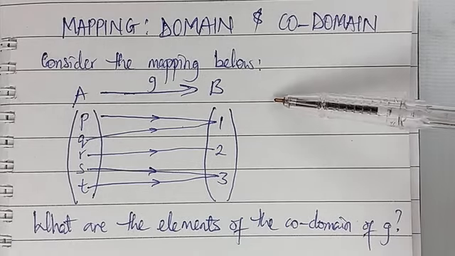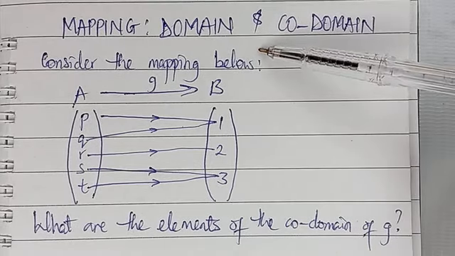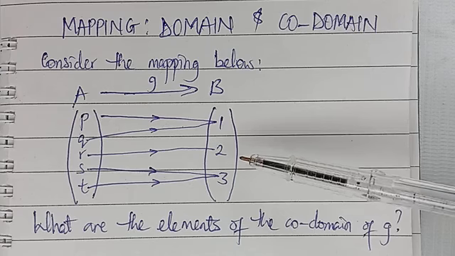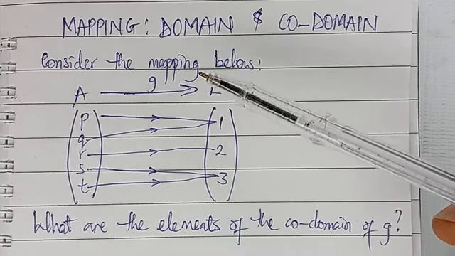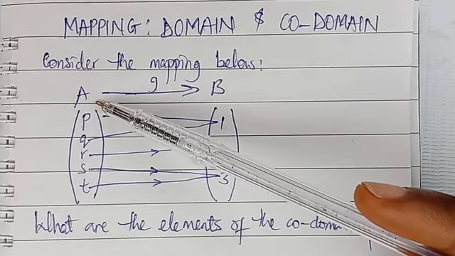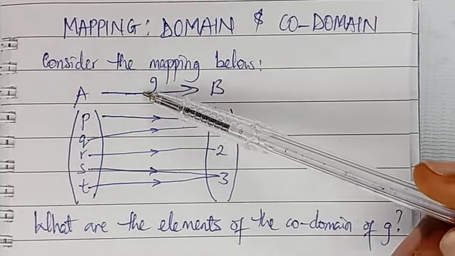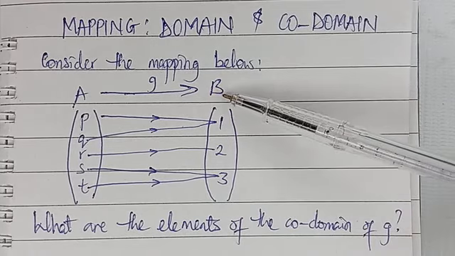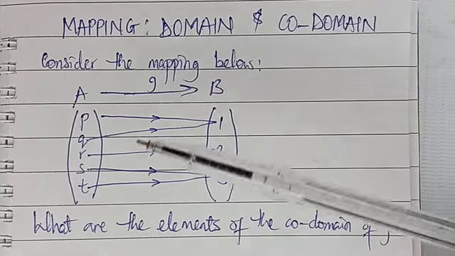In this video, we are looking at mapping and we are focusing on the domain and codomain of a mapping. Now, let's start with a question. Consider the mapping below. We can see that this set A has a function that relates it to set B. That function is called G.